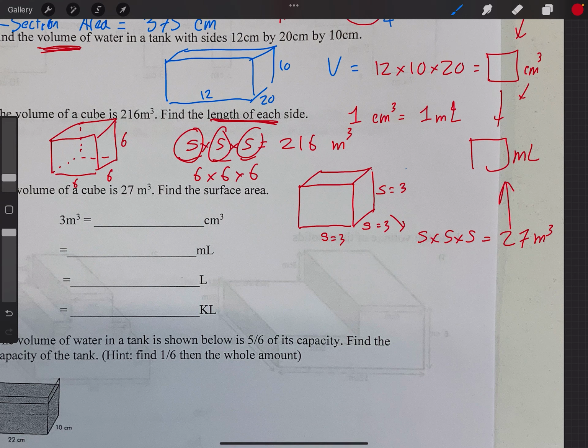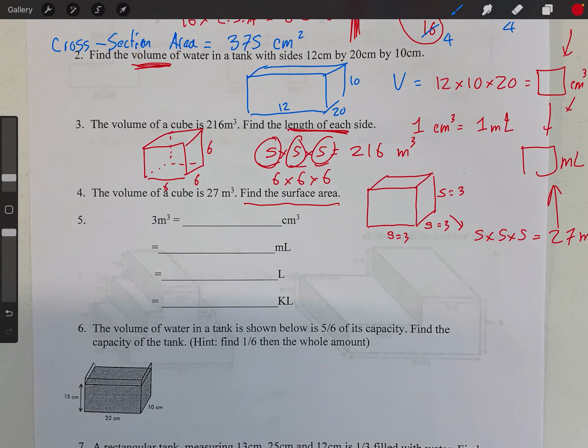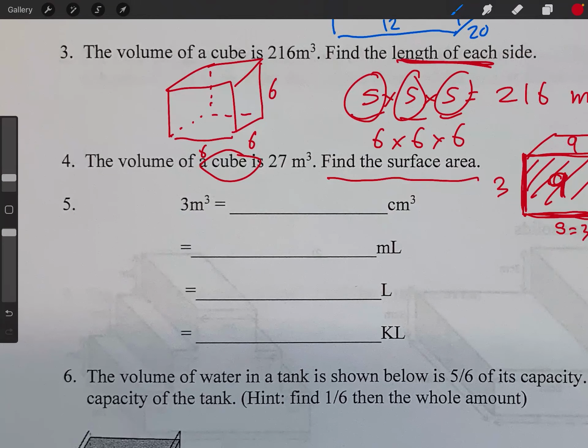Now that we know the side, we can find the surface area. So how do you find the surface area of a cube? Because this is, again, a cube. You find the area of one face, so that's 3 times 3, which is 9. The area of one face is 9. And how many faces does this cube have? 6. So that'll be 9 times 6, which equals 54 centimeters squared. Done. Next one.